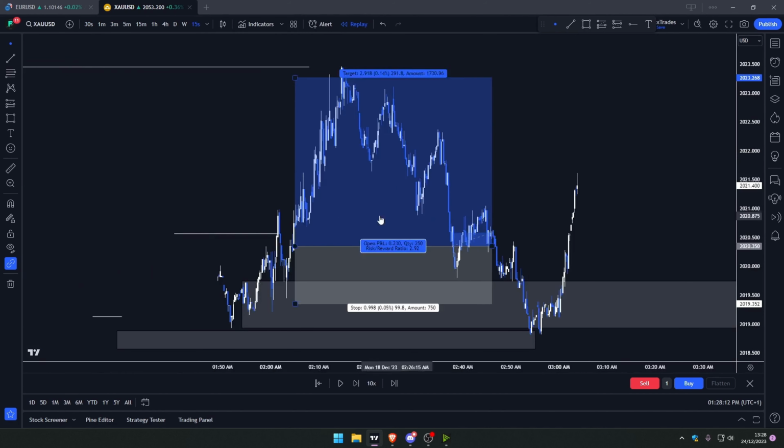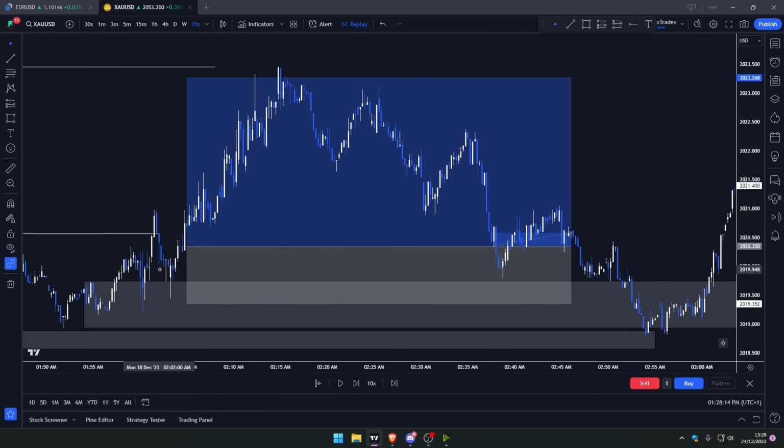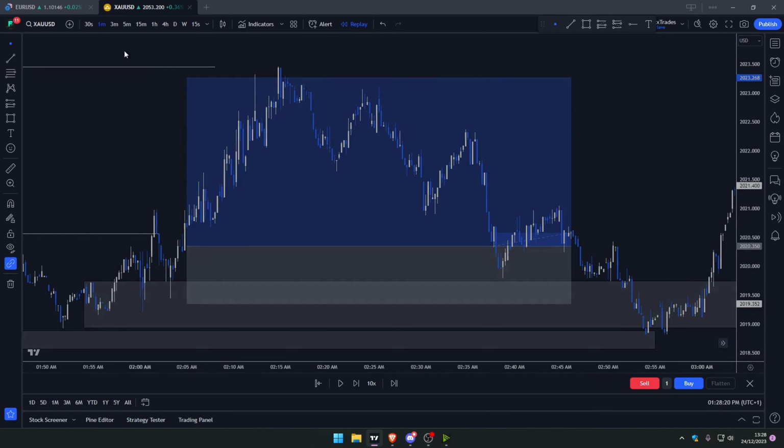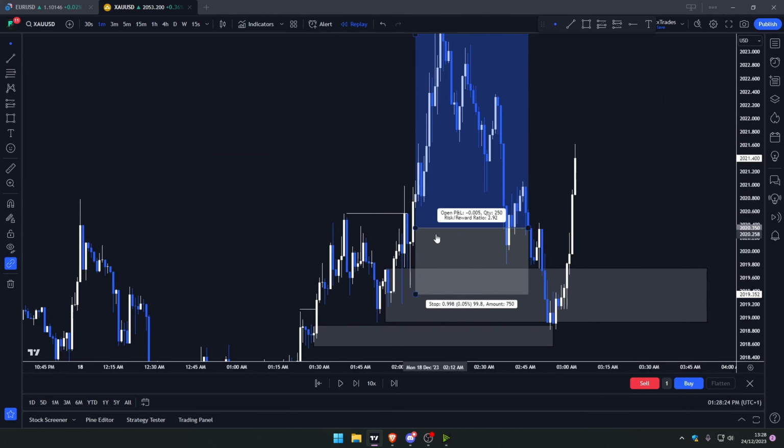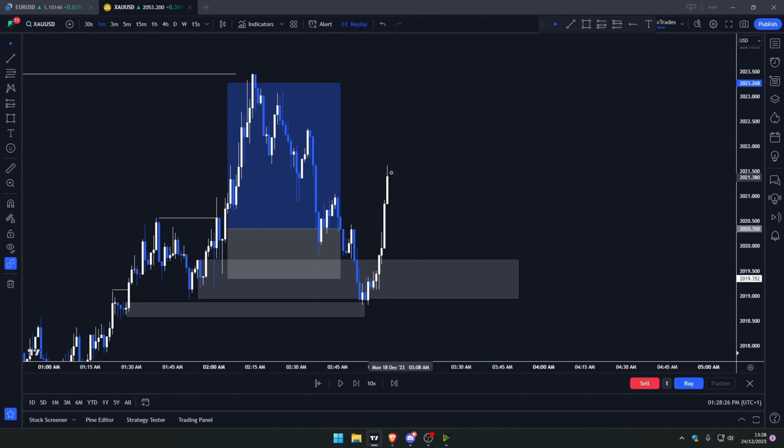It gave confirmation on the 15-second, as you can see, a small change of character flip right here. So this was the low, and then you break it. On the 50-second, it's a little bit more fast, so you got to be very aware. Then I just took a market execution right here. This was full TP, right?